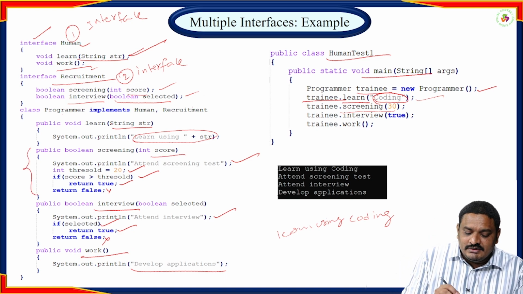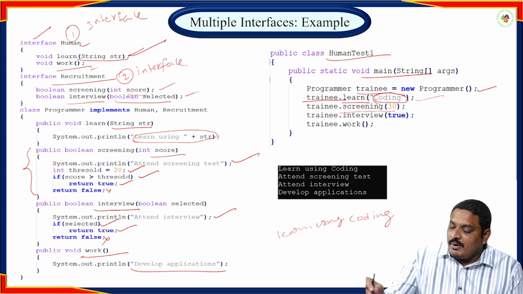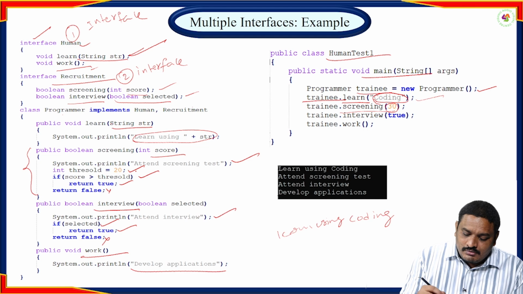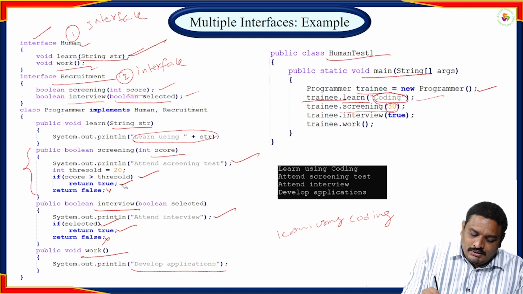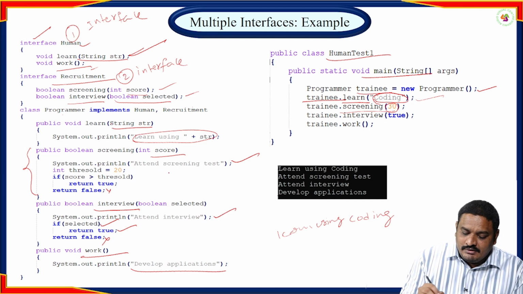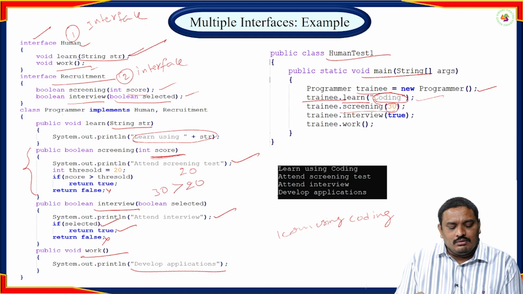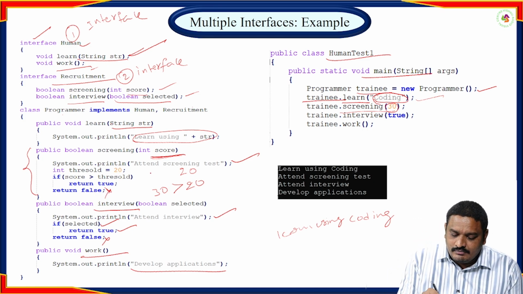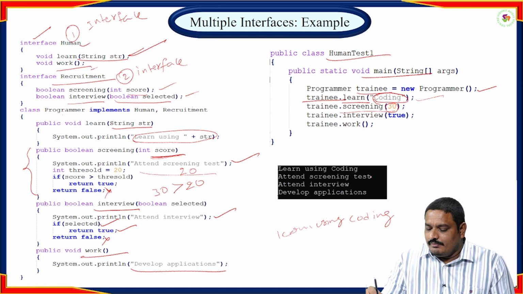Now we can check the condition. We pass one parameter, 30. Here we pass the value 30, and the threshold is equal to 20. The score value is 30 because we have passed the parameter score as 30. Is 30 greater than 20? No, this condition is false. So at that time this will be printed.